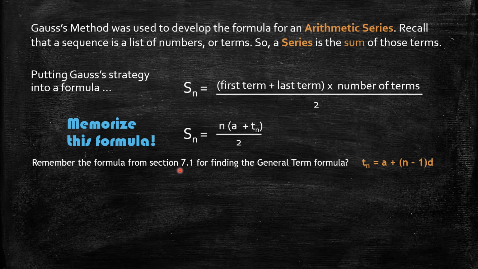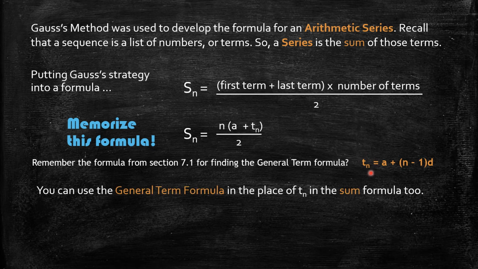If you think back to the beginning of the unit, from 7.1, we had this formula. Remember this one? This is the general term formula. We can use the general term formula in place of this t at n in the sum formula too, so those two can be swapped out. If you happen to know the last term, that's great, you just put it in there. But if you don't know the last term, but you know some other information, then you can use this formula in its place. I'm just going to show you what that looks like when we sub in the t at n formula.